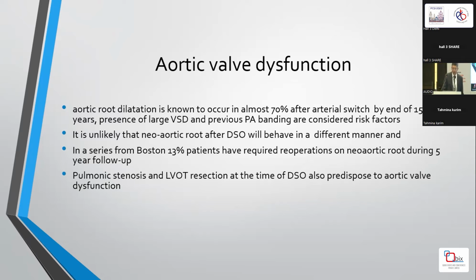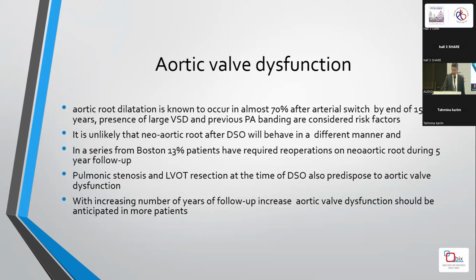And pulmonic stenosis and LVOT resection at the time of double switch also predispose to aortic valve problems, because in the presence of pulmonary stenosis, the aorta is already dilated, just like tetralogy. So these patients are prone to develop more aortic incompetence. With increased number of follow-up years, there is increase in aortic valve dysfunction, and it should be anticipated in more and more patients.